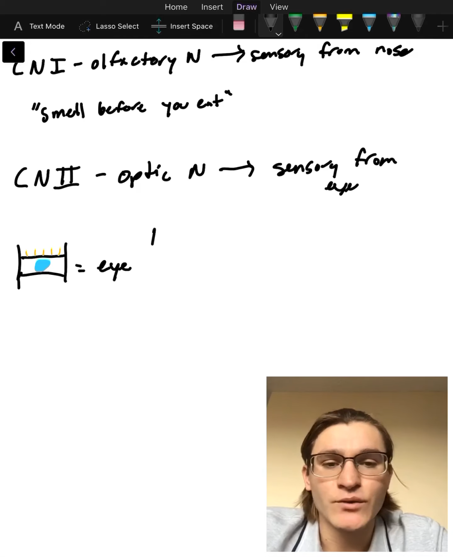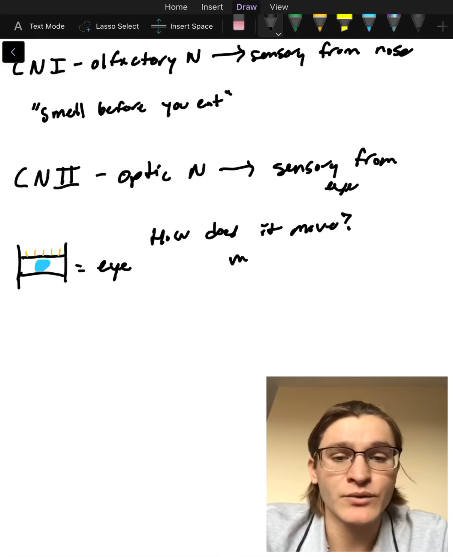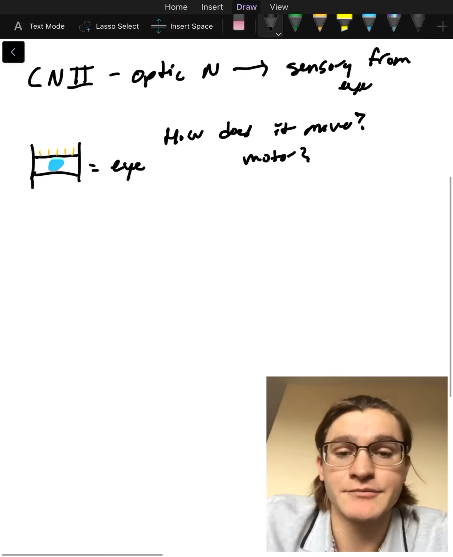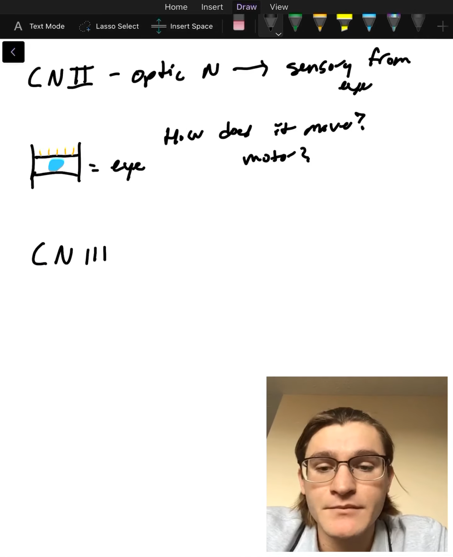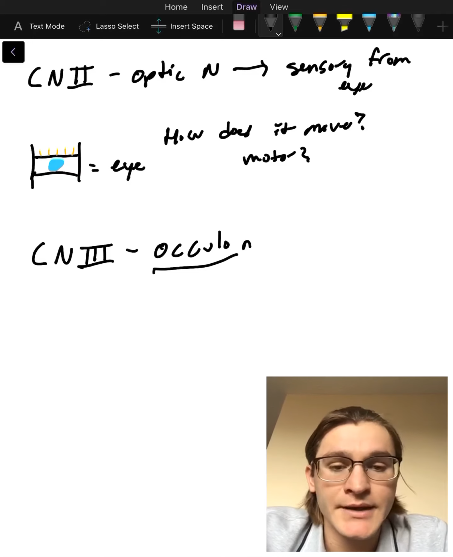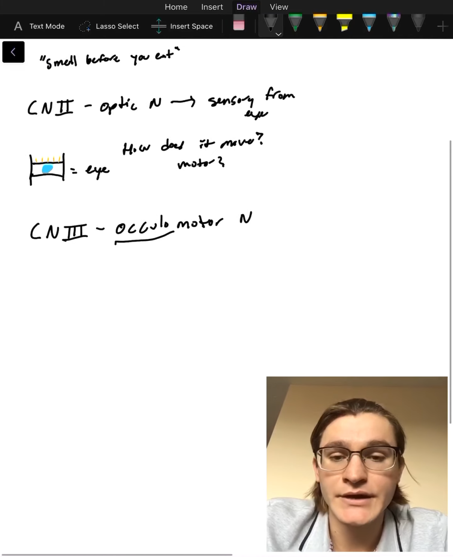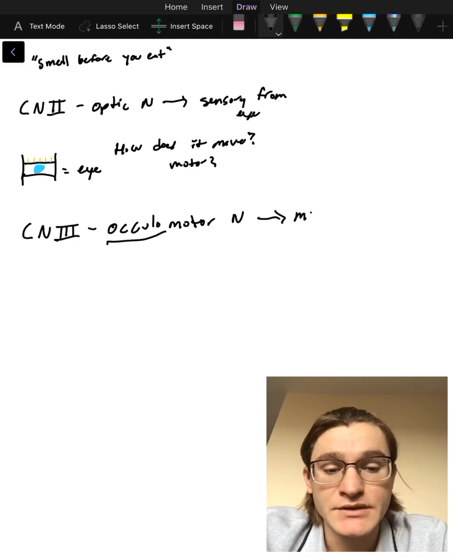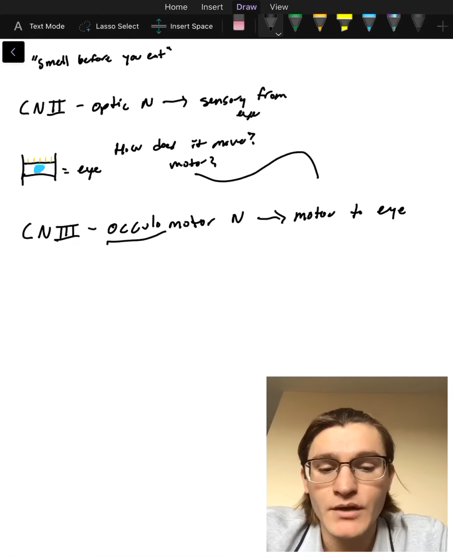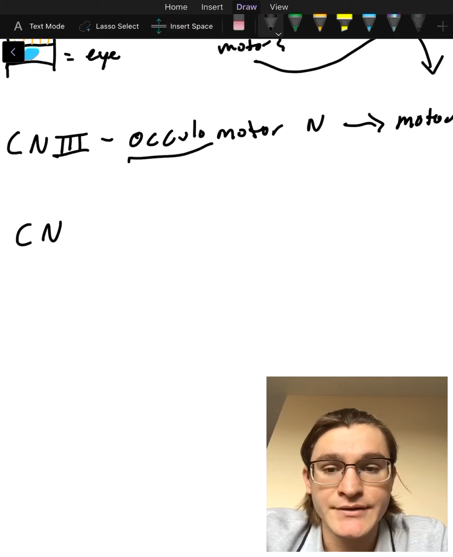And then this raises the question, so what's going to be the motor from the eye? So that's going to help us figure out cranial nerve 3. So how does it move? What is the motor nerve to the eye? Well, cranial nerve 3 might be the answer. So cranial nerve 3, and it's going to be the oculomotor nerve. So oculo for like the eye, and motor because that is our motor unit. That's our answer. So how does the eye move? What's the motor nerve to the eye? The oculomotor nerve, cranial nerve 3. So you have motor to the eye. Cool. So cranial nerve 2, we asked a question. Cranial nerve 3 is the answer.